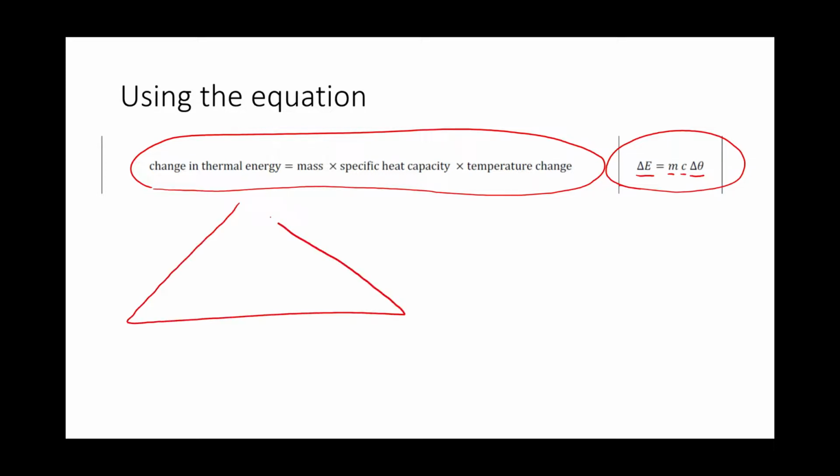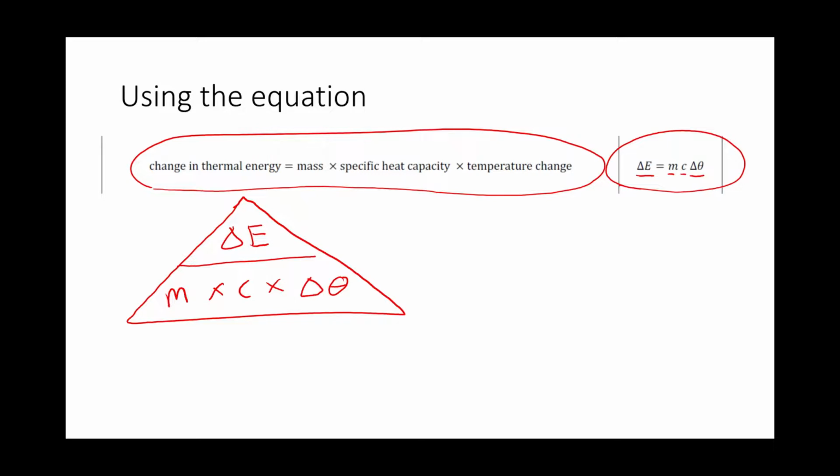I'm going to draw a nice wide one today, because we've got three things times by each other. So the three things on the bottom, you've got your mass, your heat capacity, and your change in temperature, and then the change in energy goes on the top. Now, we know that if we were trying to make something the subject, we cover that thing up with our thumb or our finger, and what's left is going to be what it's going to equal.